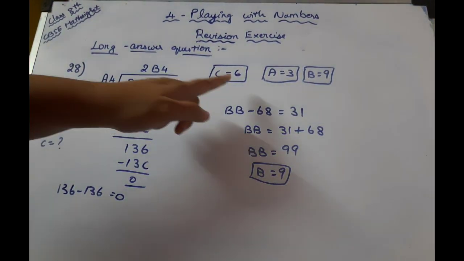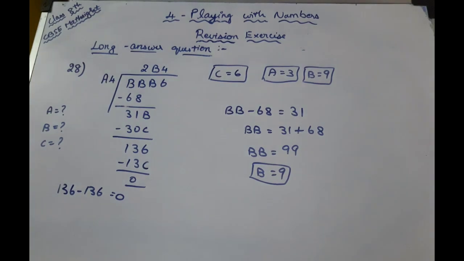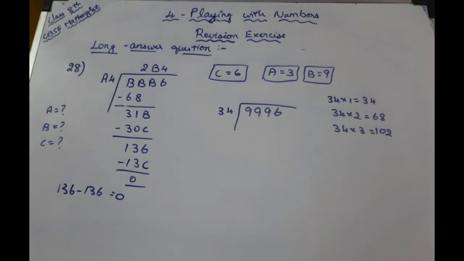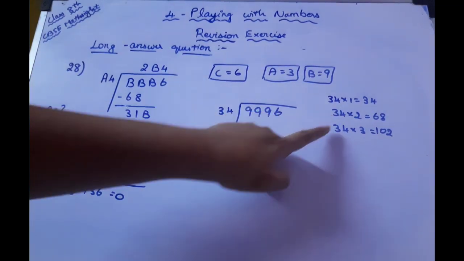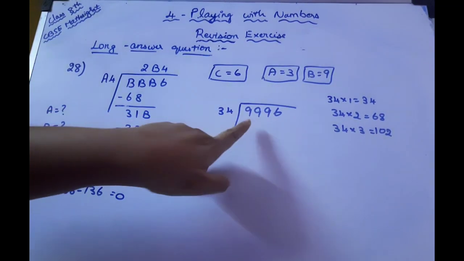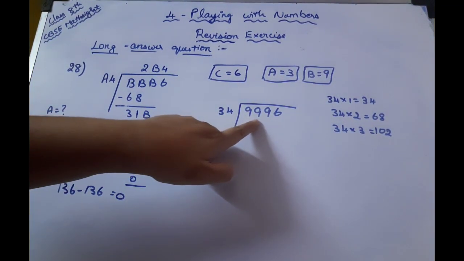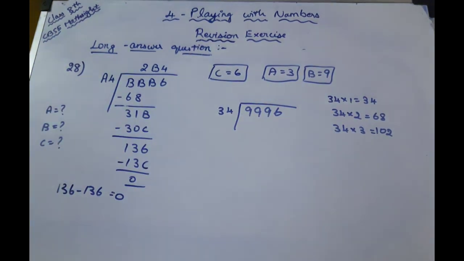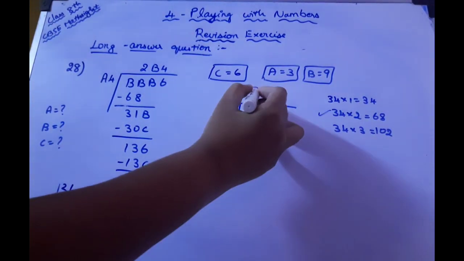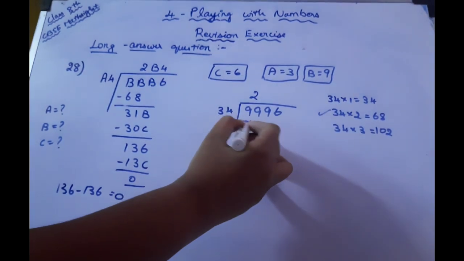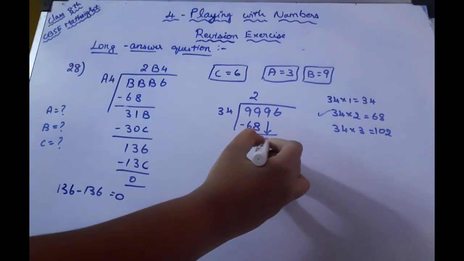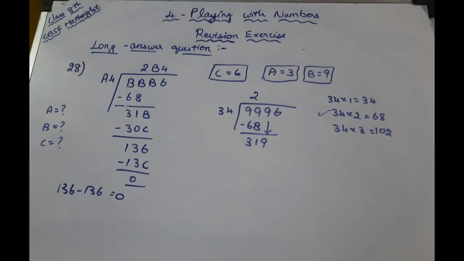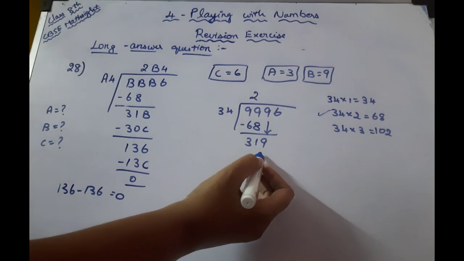Now we will try to substitute all the three values and check whether the division is correct. So we can see here 34 into 2 is 68, 34 into 3 is 102. So when we take the first two digits 99, we can take 34 into 2 is 68. So when we subtract we get the remainder as 31. Next we are going to take the next value 9. So 319. Next we can see the remainder as 319.